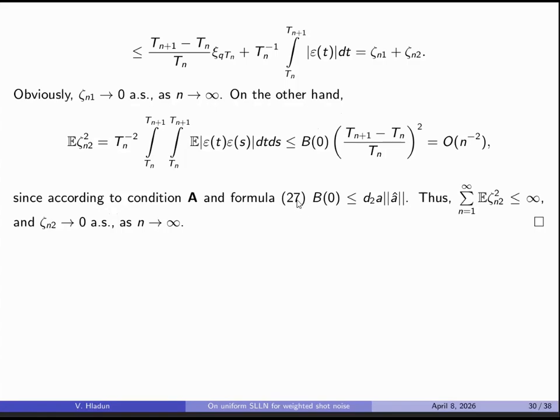So, since according to condition A and formula 27, that is Leonov-Schreiber formula, we can get such an upper bound for the value of the covariance function b of 0, and this series is less than infinity, that means that this process tends to 0 almost surely, as n tends to infinity. So, the theorem 1 is proved.